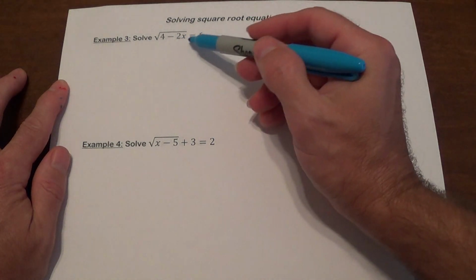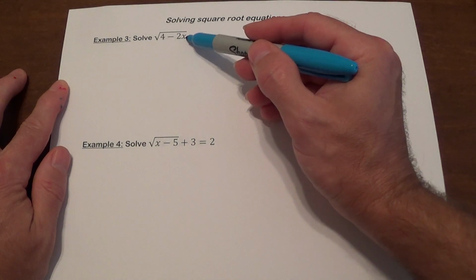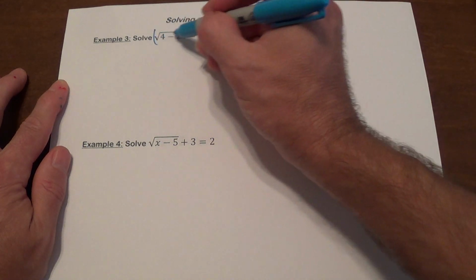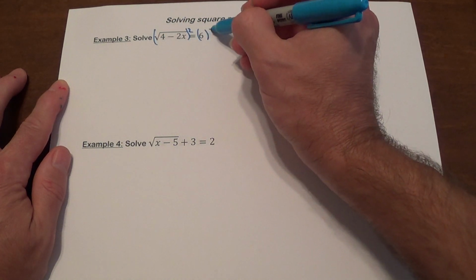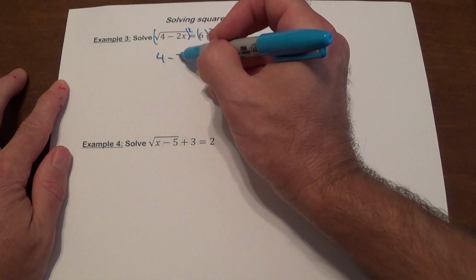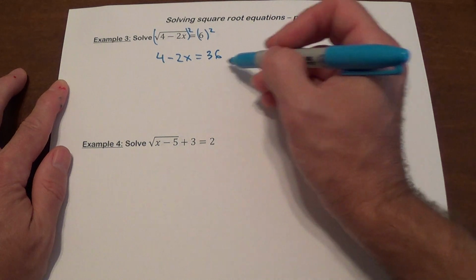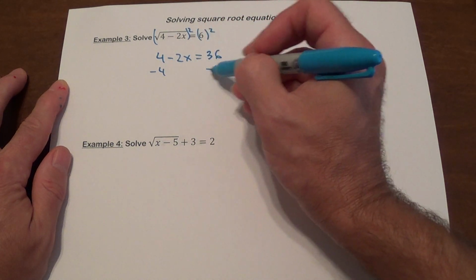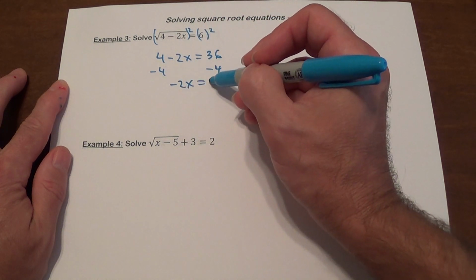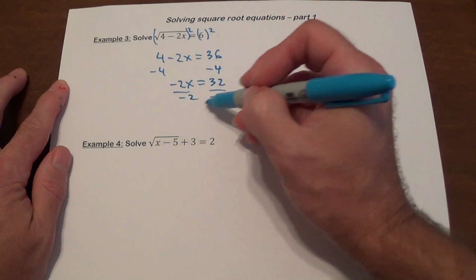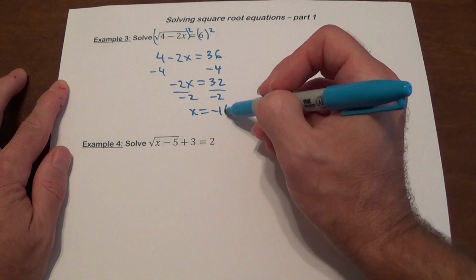Okay. Same thing here. The square root is by itself. Equals the number is on the other side. We can go ahead and square both sides. That's going to give you 4 minus 2x. On this side we're going to get 6 squared, which is 36. Subtract 4. Negative 2x equals 32. Divide by negative 2. X equals negative 16.